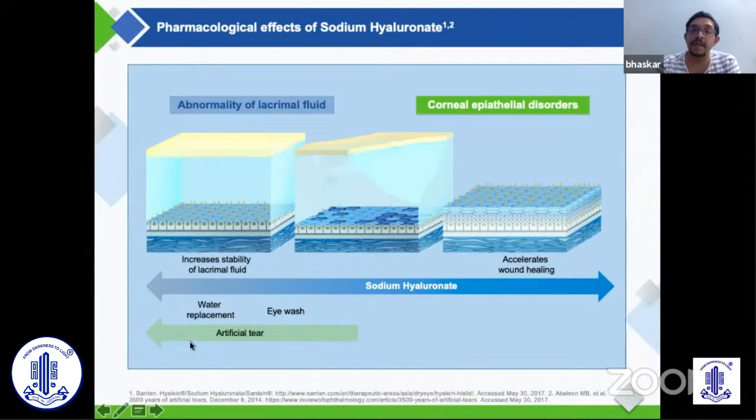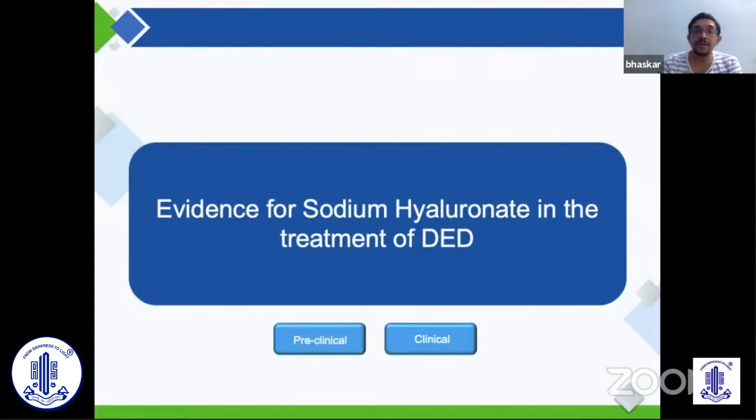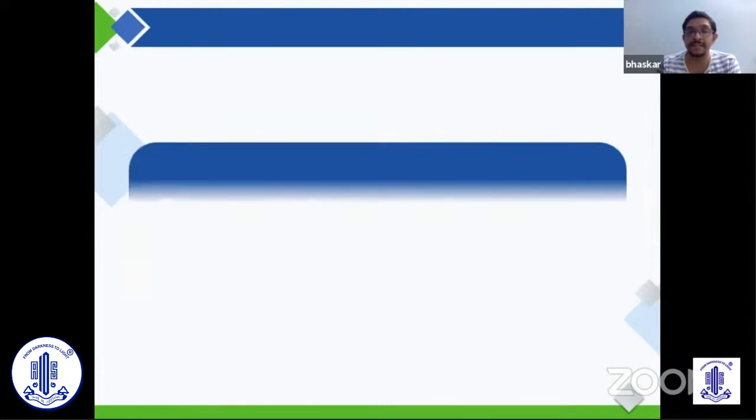Whereas sodium hyaluronate, in addition to replacing the tears, also increases the stability of the tears on the ocular surface, and it has a beneficial effect on the corneal epithelium, and it accelerates epithelial healing. So when you look at what the evidence is, you have preclinical evidence and clinical evidence.